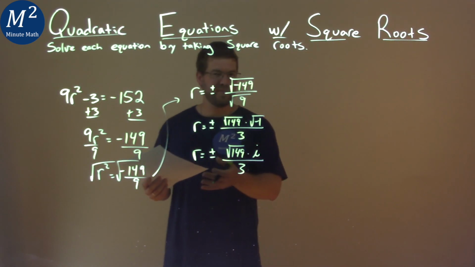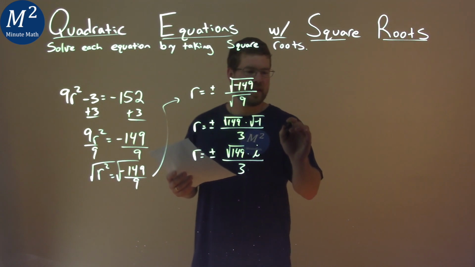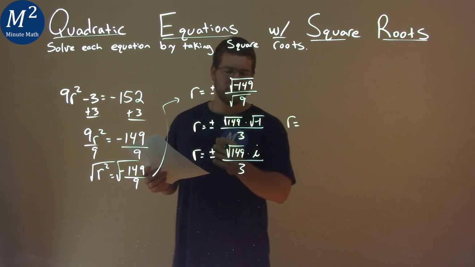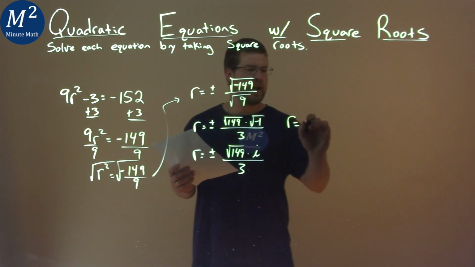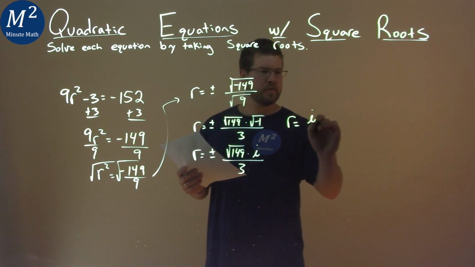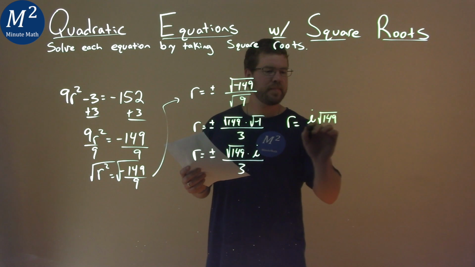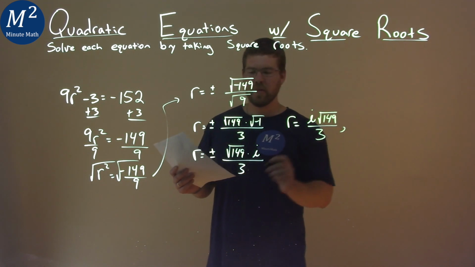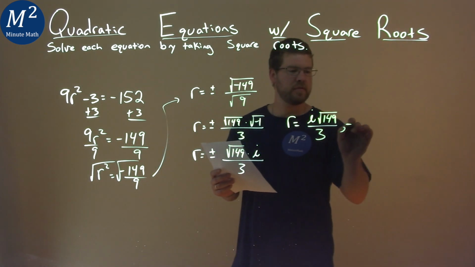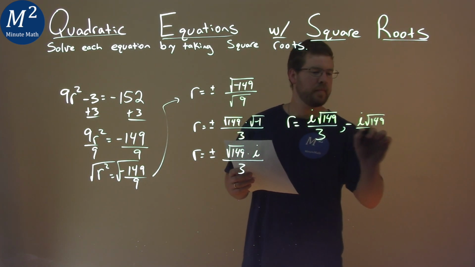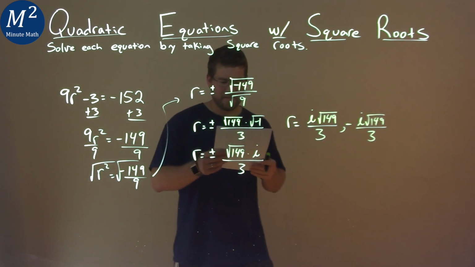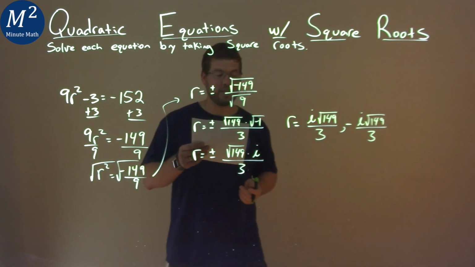So we're basically done, but writing this as our final answer here, we don't need to write the plus or minus, let's separate it out. Writing properly, we put an i first, so we have i times the square root of 149 over 3, and then we have to make sure we get the negative version of this. So negative i square root of 149 over 3, and that's it. That is our final answer.